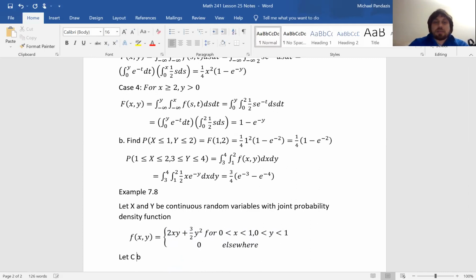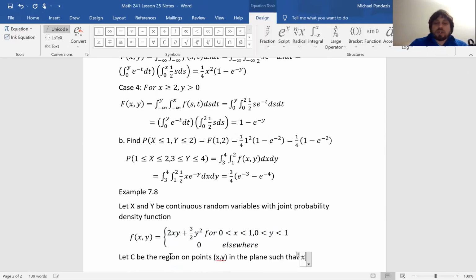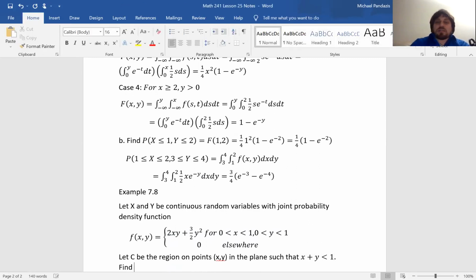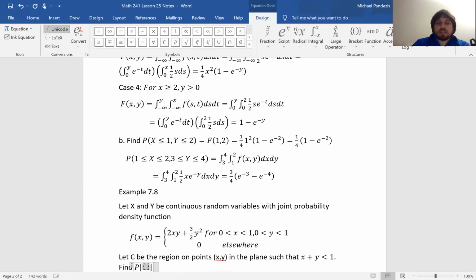Okay, let capital C be the region of points x comma y in the plane such that x plus y is strictly less than 1. Find the probability that x comma y is in C.